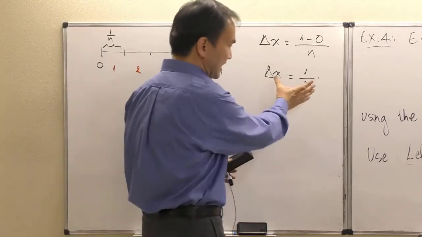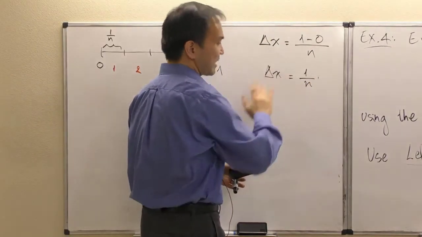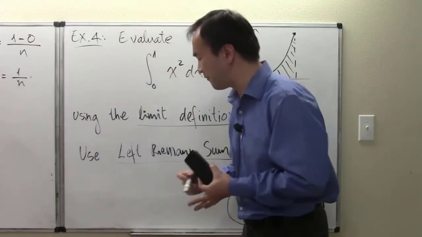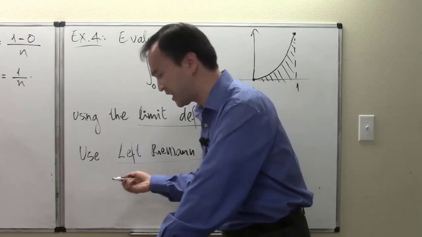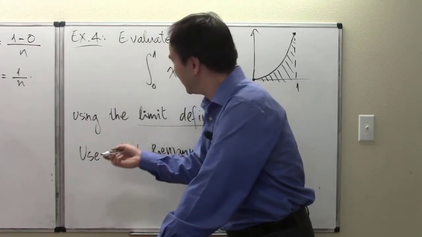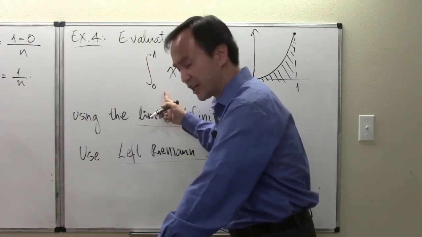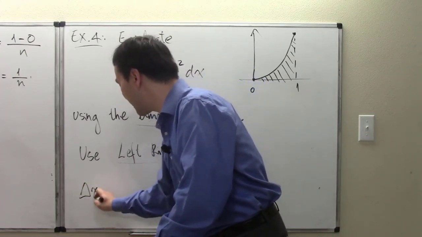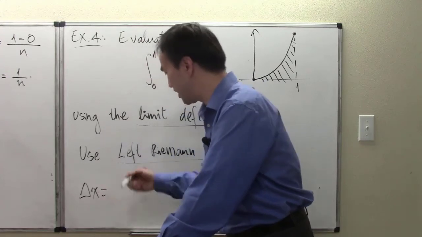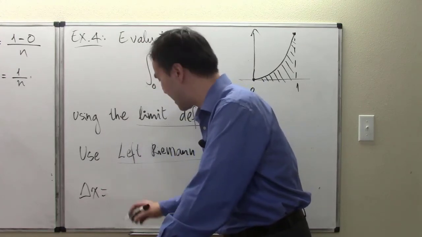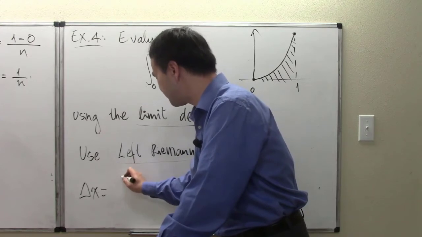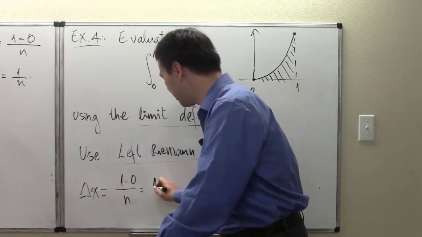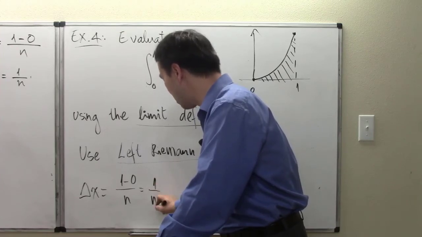But at least this part can be placed in the formal steps. Formally, when you're writing up your steps, anytime you're evaluating a definite integral using the limit definition, you can always start out by showing the calculation for your delta x. In your Riemann sum, you will need the delta x. So delta x here is 1 minus 0 over n, and each delta x equals 1 over n.